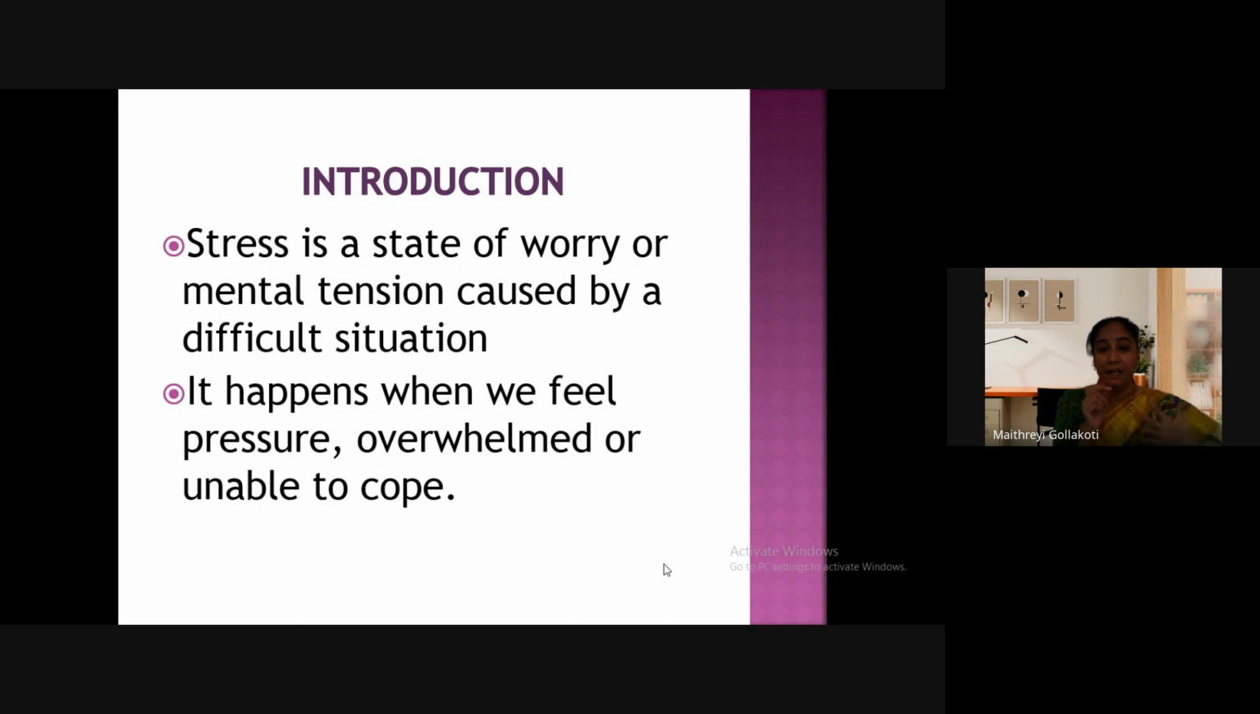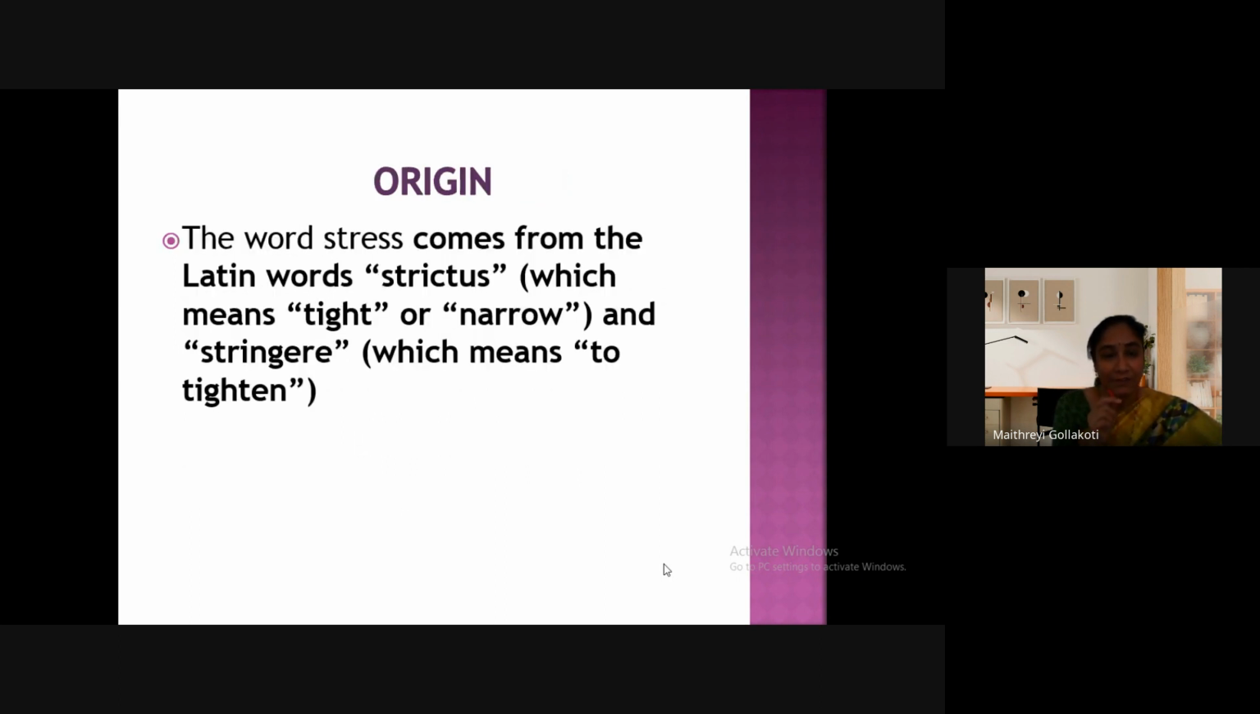Sometimes the emotions are so high, the expectations are so high that people feel overwhelmed. They feel that they can't handle it. They are unable to cope with it. So when we feel that we are unable to cope with something, we become stressed. So this is what stress is about. Can we have the next slide?